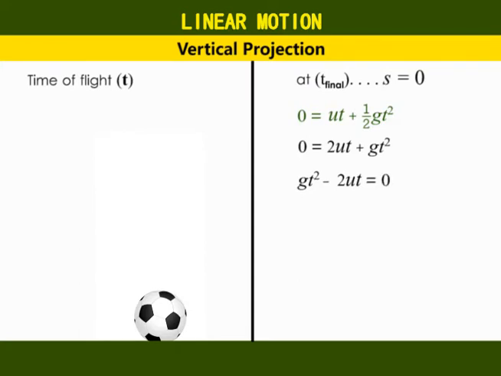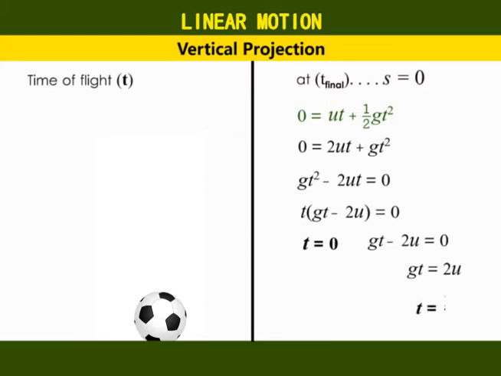Factorizing the left-hand side, t into gt minus 2u is equal to 0. And that means t is equal to 0, or gt minus 2u is equal to 0. So that gt is equal to 2u, dividing both sides by g, t will be equal to 2u over g. t is equal to 0 corresponds to the start of the projection, while t is equal to 2u over g is the time of flight.